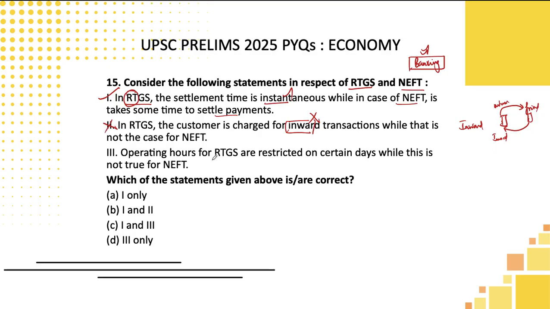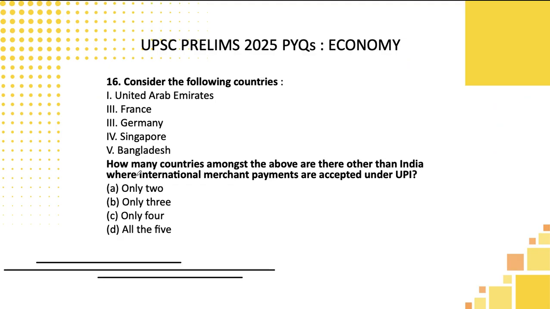Third one, operating hours for RTGS are restricted. Friends, the expansion is only real time. It is available 24/7 for all the days. There is no restriction, so directly eliminated. So the only correct answer is option A. If you have visited a bank, if you have a savings account, visited the bank, have done any transaction, easily you can answer this. You don't need any expertise knowledge here, students. So 15th one, correct answer is option A only.